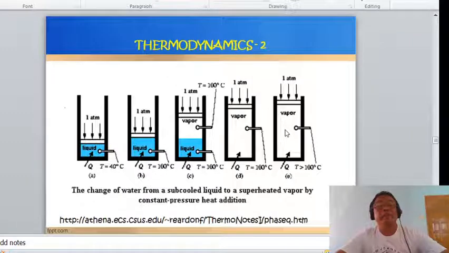For the superheated, of course the temperature is greater than 100, so there is a degree of superheat. Take note that the volume again increases from the original volume occupied by the vapor.